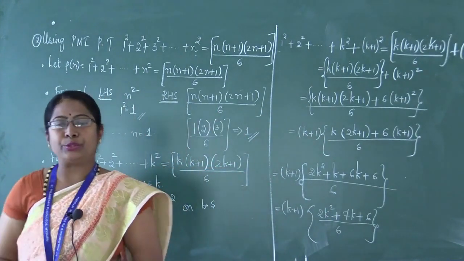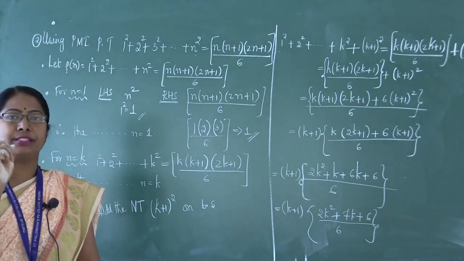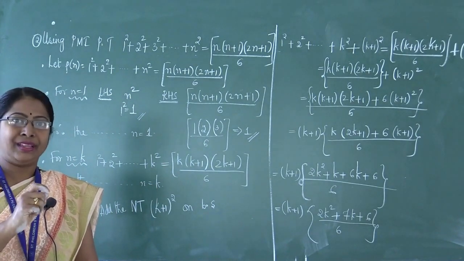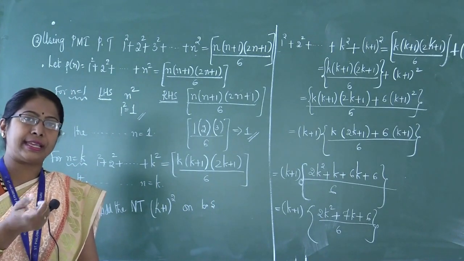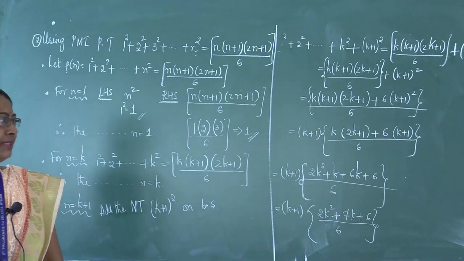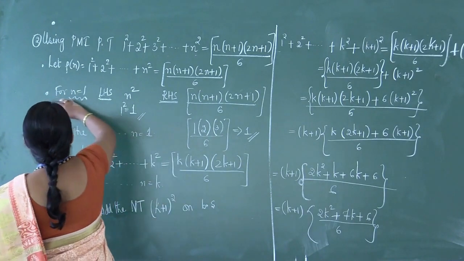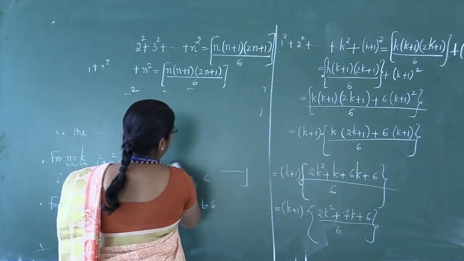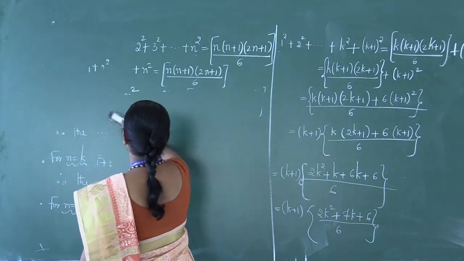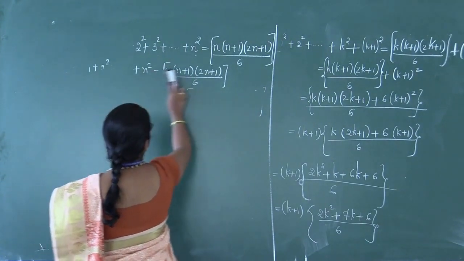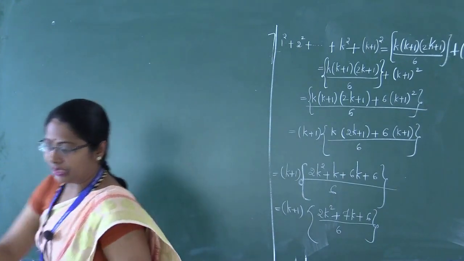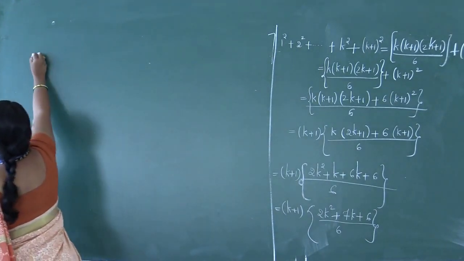Now what am I supposed to do? I need to factorize the numerator so as to get the term k, wherein I can represent k in terms of k plus 1. So what do I do now? I will factorize the numerator part, that is 2k square plus 7k plus 6. So factorizing the numerator part in the working column, what do I get?